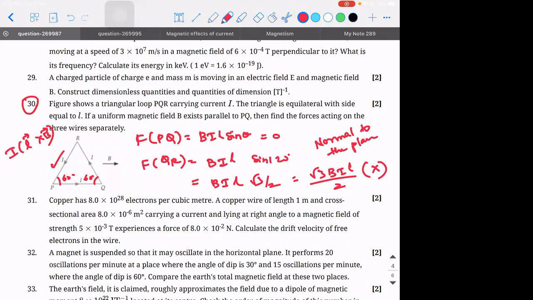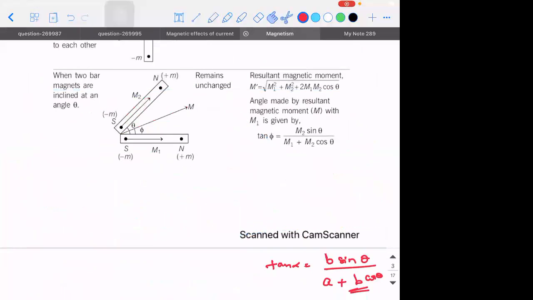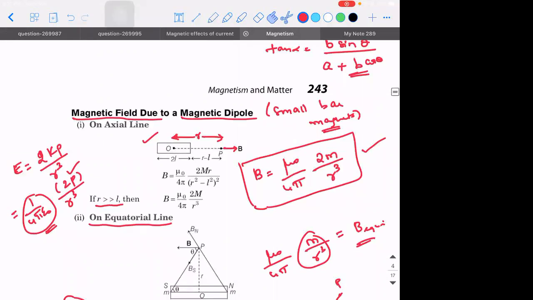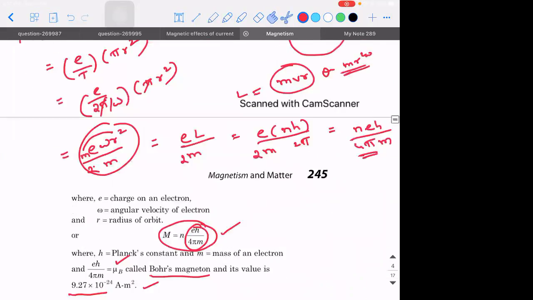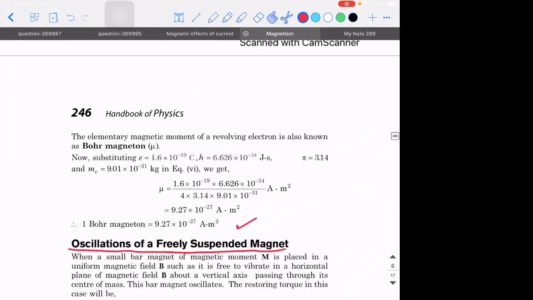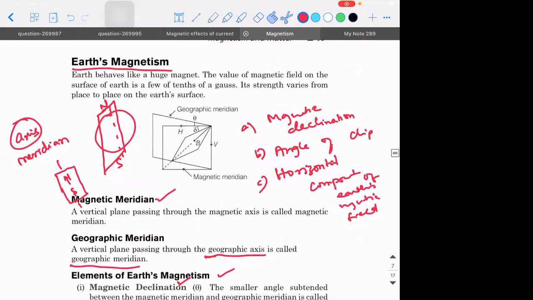So in magnetism and its matter, you have only Earth's magnetism, right? So let's discuss that alone. I'm not discussing other stuff. With respect to Earth's magnetism, what are the three important terms we are supposed to know?